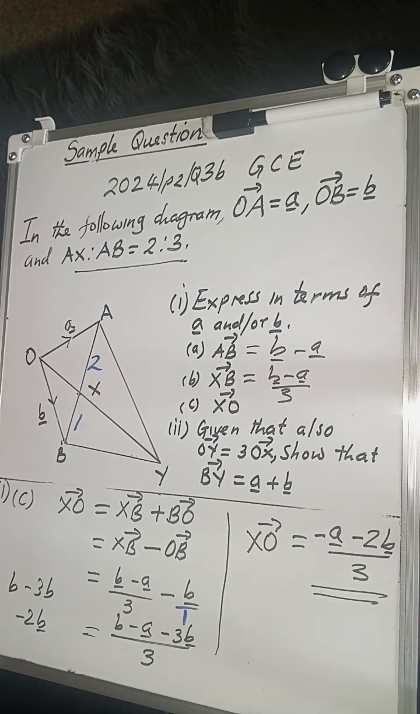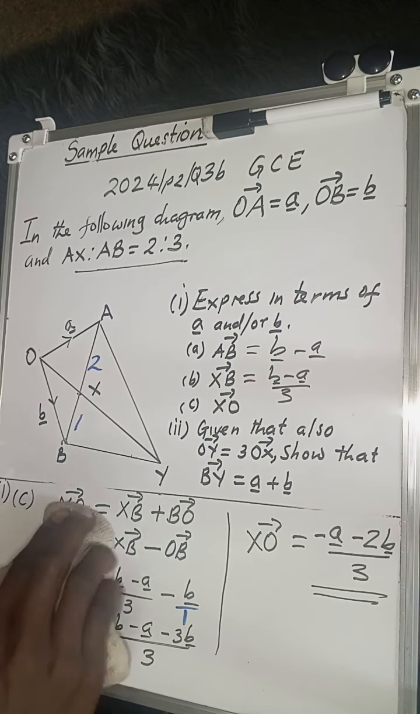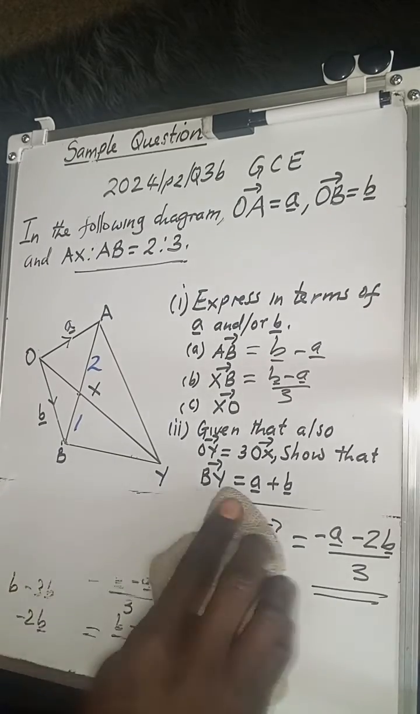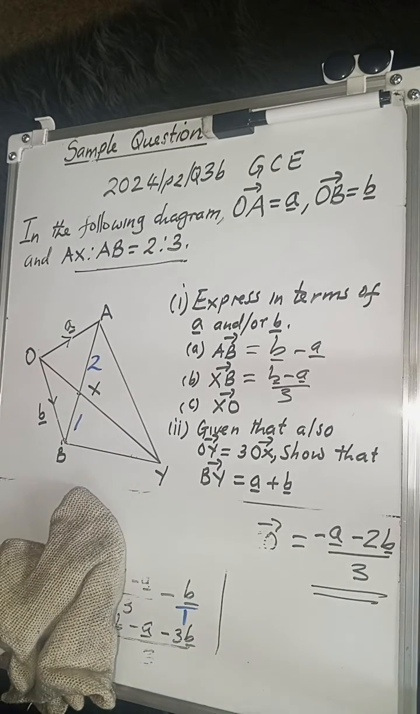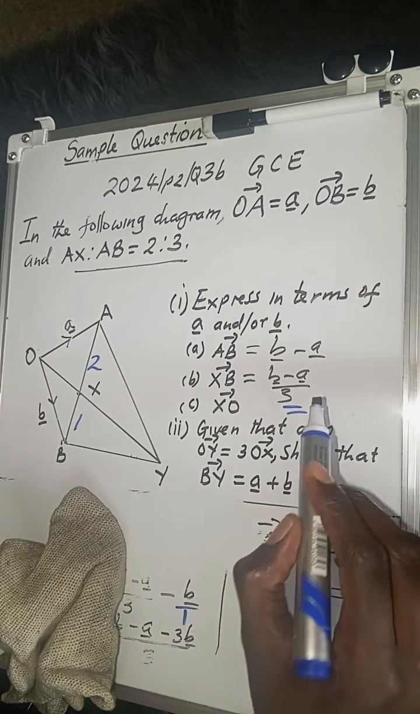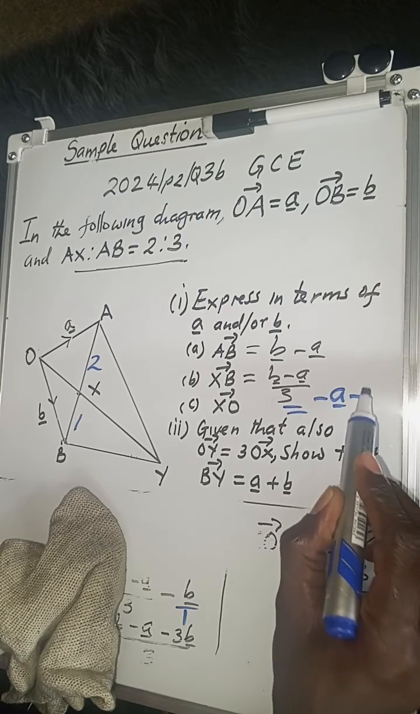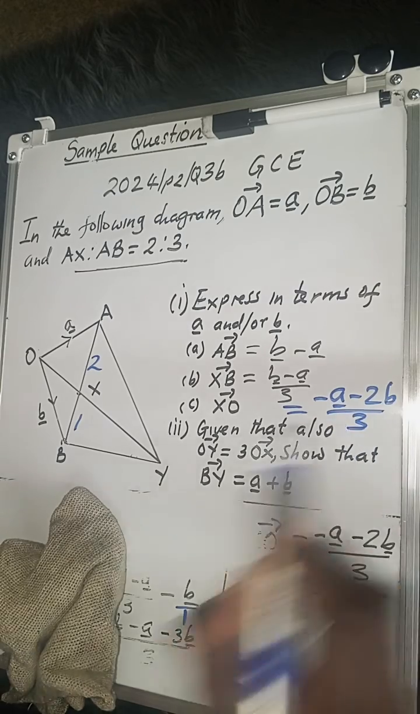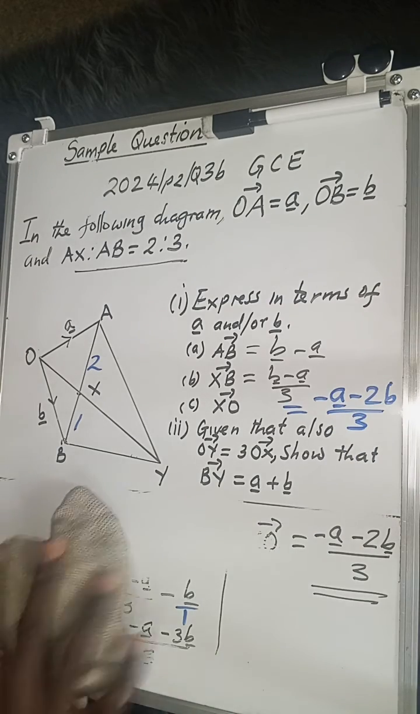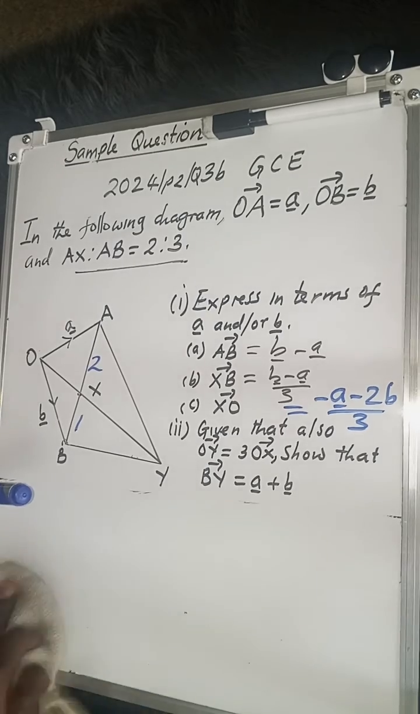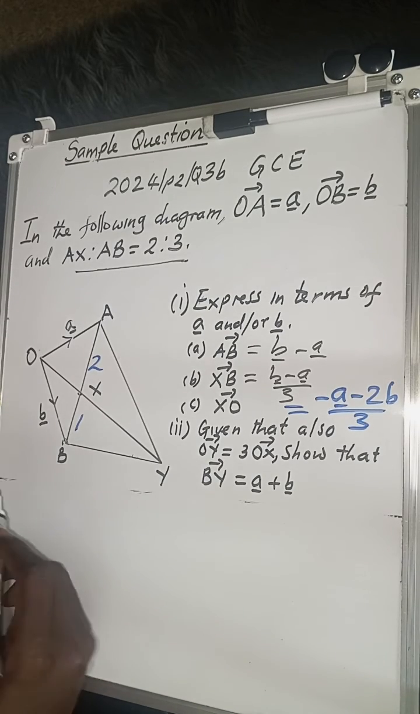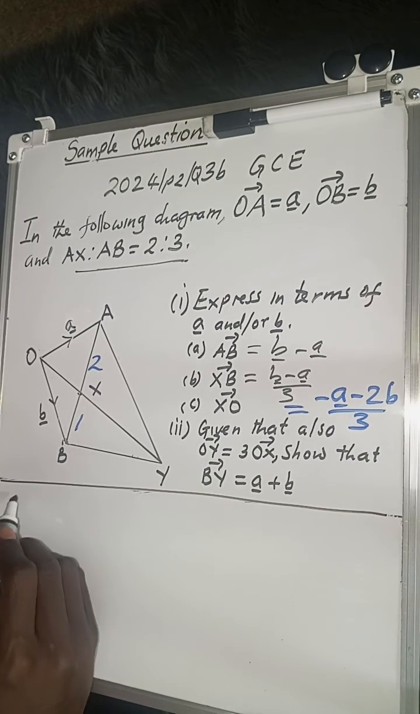All right, so what are we going to do next when it comes to that one? Well, now for us to do the Roman 2, let's look at that one. We have now established what our XO is. It is negative of vector A minus 2 vector B over 3. So we need to remember that. All right, let's look at Roman 2. So how do I do Roman 2?